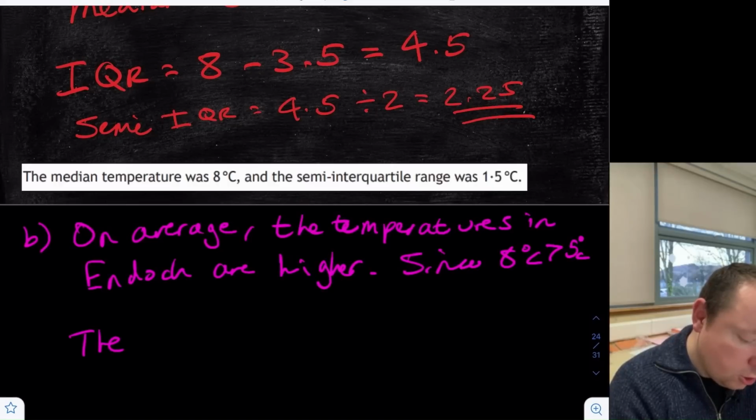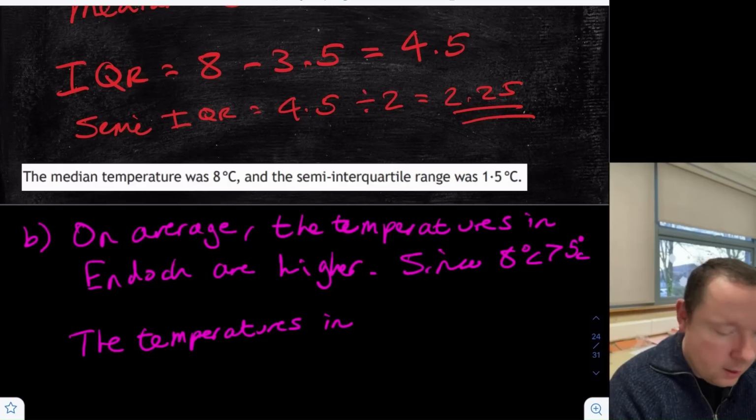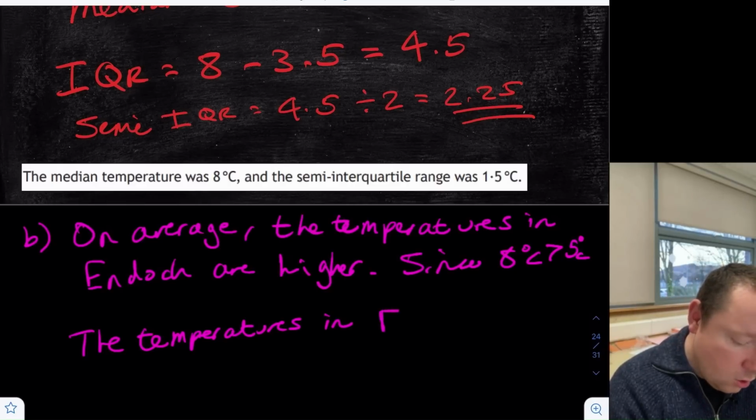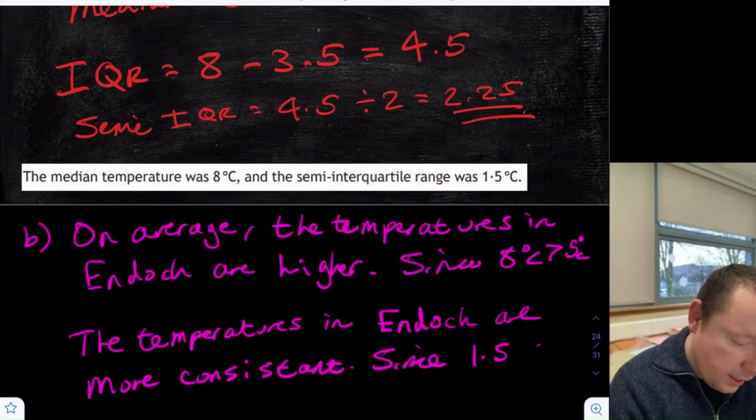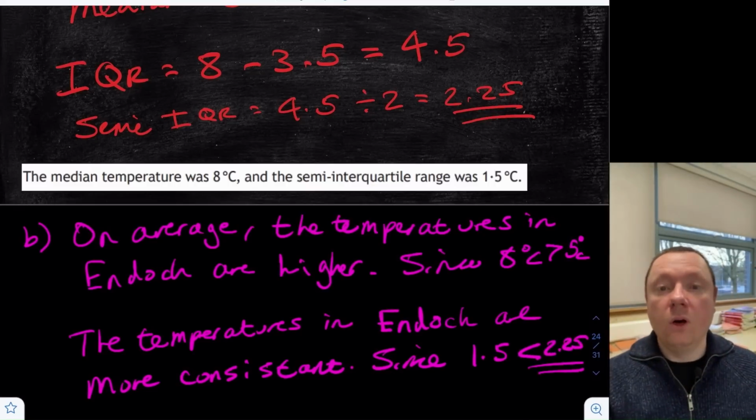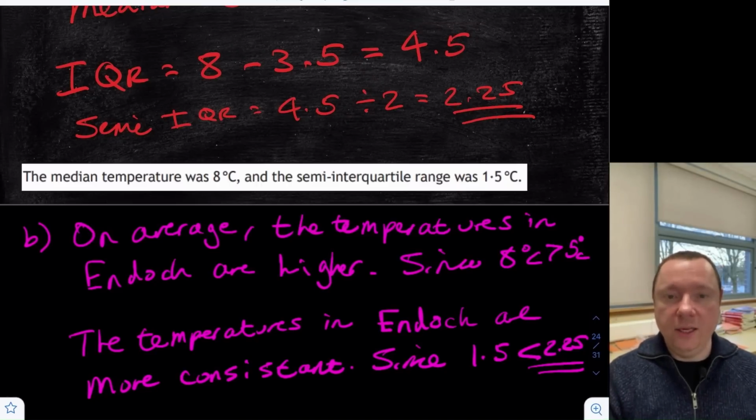The temperatures in NDoc are more consistent, since 1.5 is less than 2.25. So more consistent, smaller interquartile range, just like standard deviation.